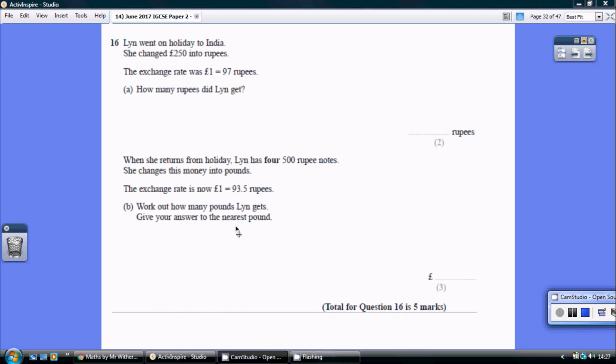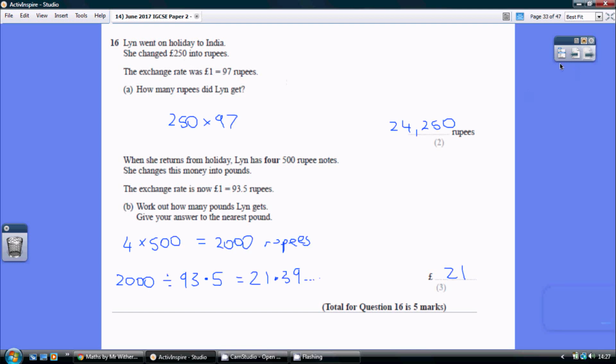Question 16. So we've got to change pounds into rupees. So £250 we're going to change into rupees, and we're obviously going to be using 97. Do we multiply or divide by 97? Well, going from pounds to rupees, we need to get a bigger number. So how do we get from 1 to 97? It's got to be bigger, so we're going to multiply by 97. So it's 250 multiplied by 97, which is 24,250.